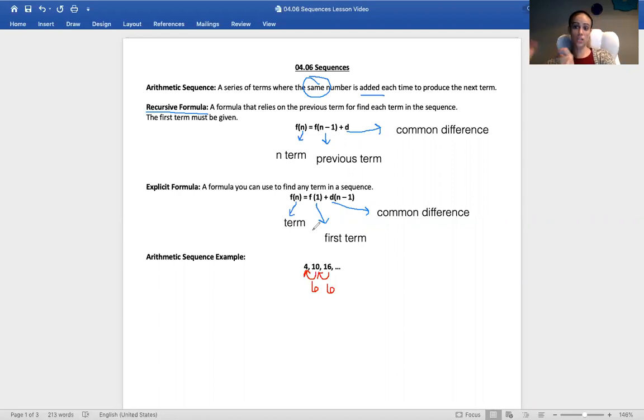If it's a changing pattern, it could still be a sequence. It just wouldn't be an arithmetic sequence. So it's arithmetic because our pattern is through addition and it is a common one. So for our arithmetic sequence, our common difference is we're adding 6 each time. All right, let's write our recursive formula.